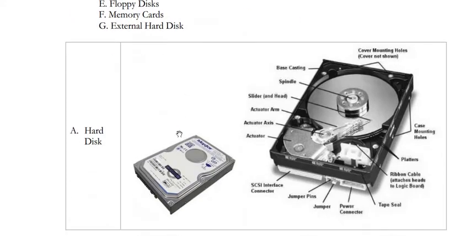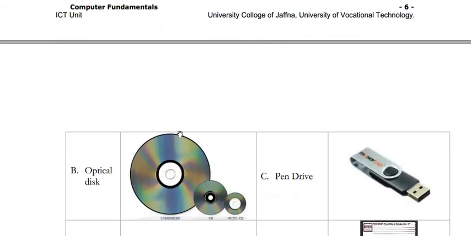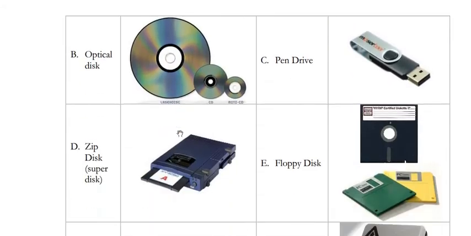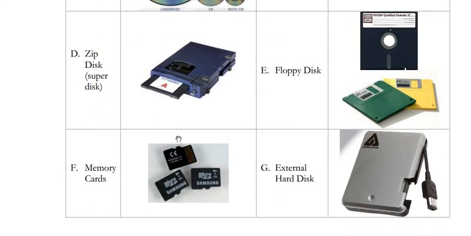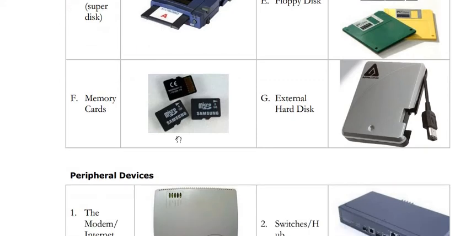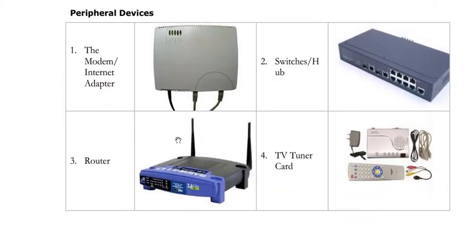A. Hard disk. B. Optical disk. C. Pen drive. D. Zip disk, super disk. E. Floppy disk. F. Memory cards. G. External hard disk.